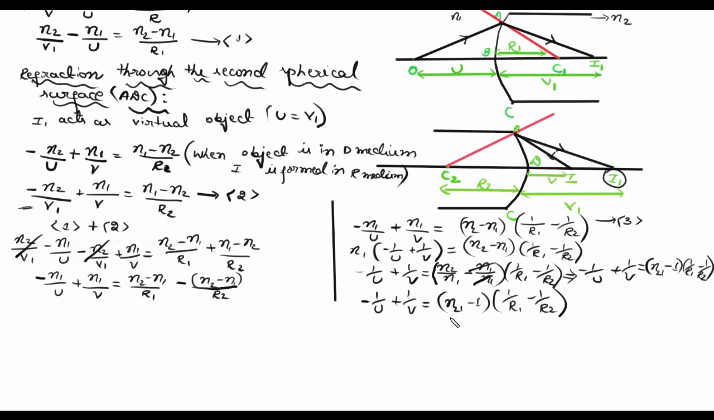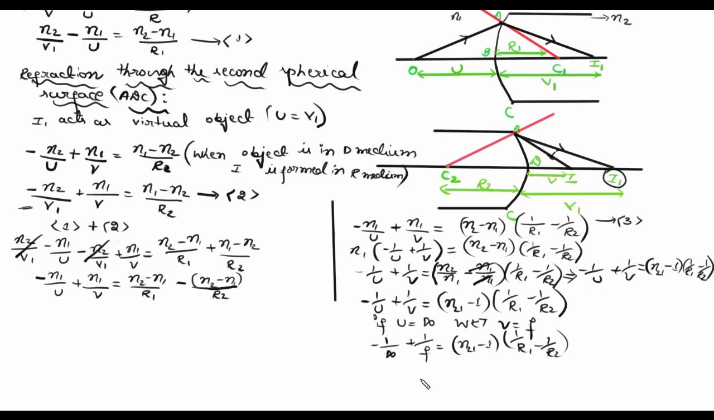We have discussed, if the object is placed at infinity, the image will be formed at focus. So if u is equal to infinity, we know that v will be at focus. The image will be formed at focus. So substitute this here. You will have 1 by infinity plus 1 by f is equal to n21 minus 1 into 1 divided by r1 minus 1 divided by r2.